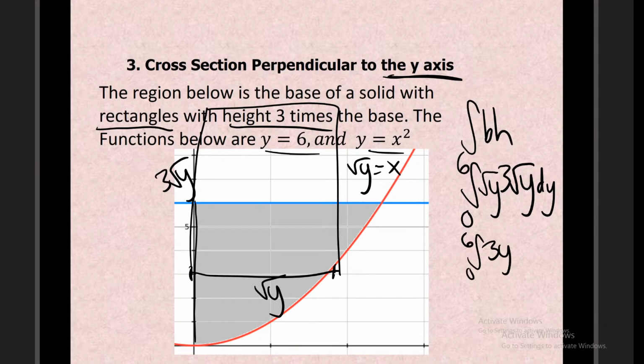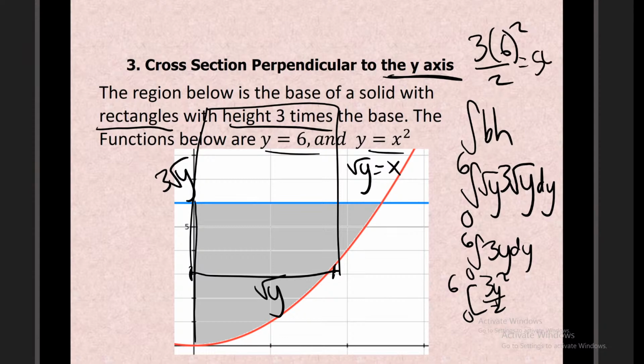We're integrating from 0 to 6 of 3y dy. I integrate, get 3y squared over 2 from 0 to 6. And I plug in 6, and I get 3 times 6 squared over 2, which is 54. And that's it! So rectangles are pretty easy.